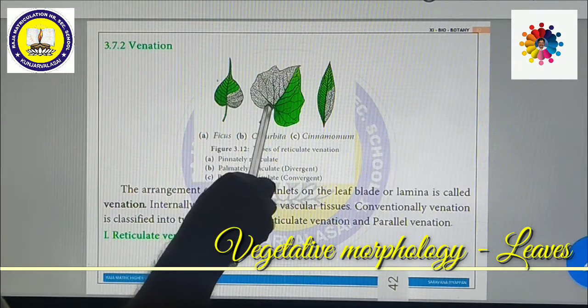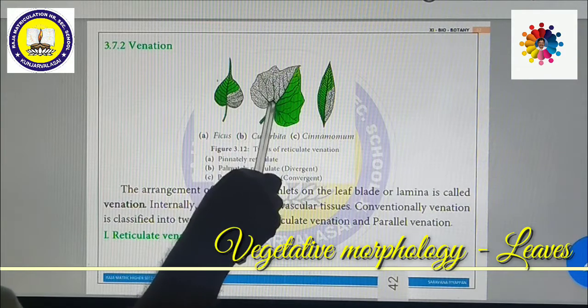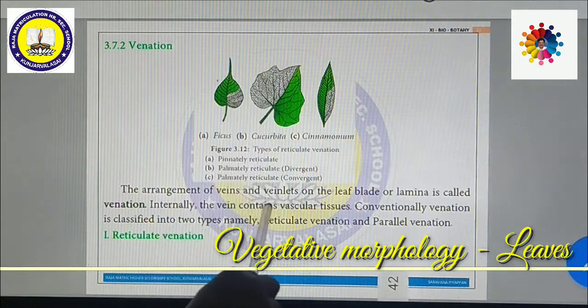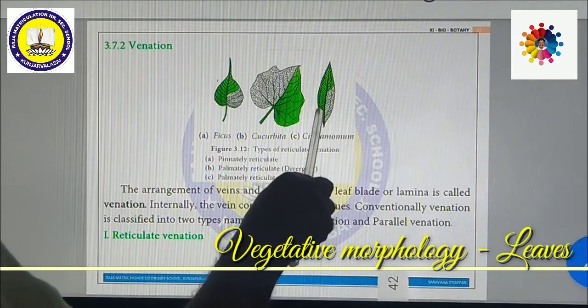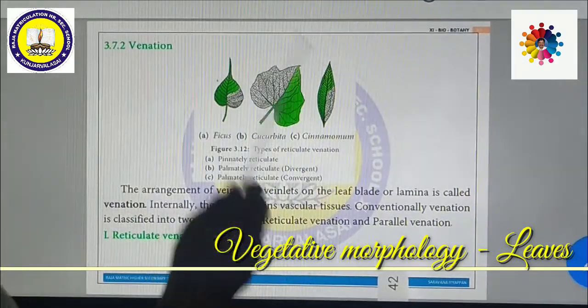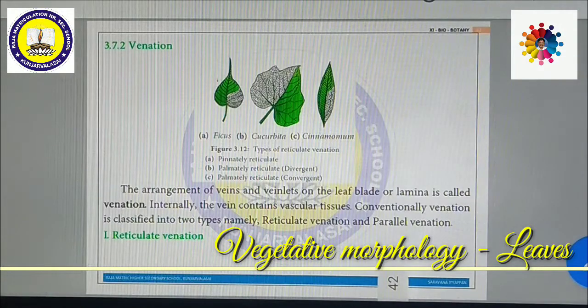See here, multiple veins are there. This is a single vein. Here multiple veins are there. Here is another type of vein. So these arrangements of veins on the leaf will be in different forms. It's a very important question. What is the venation of leaf in plants?